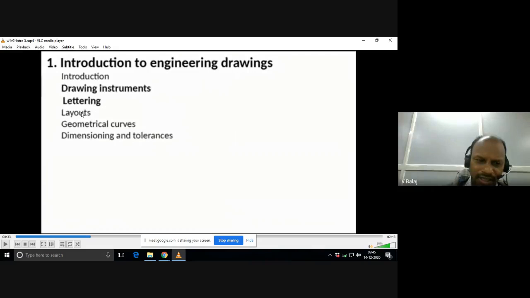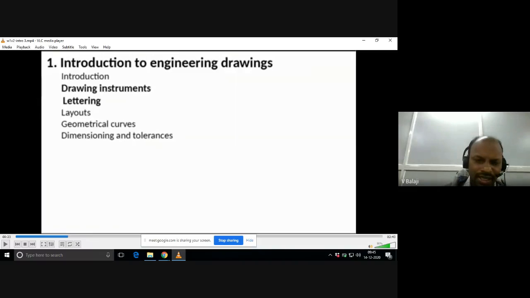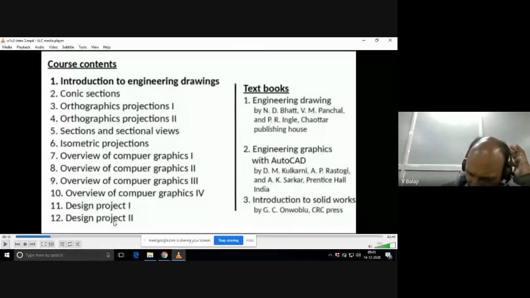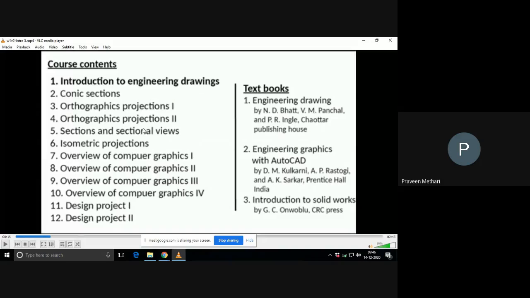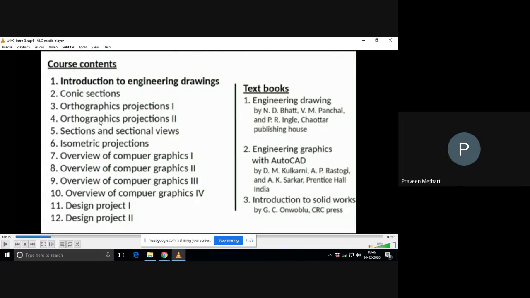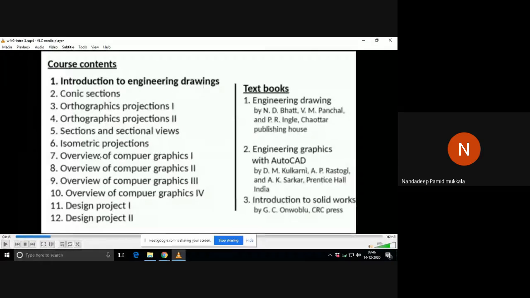And lettering. Sir, can you show the units again, sir? It's not like units. Somebody, please mute yourself. Some disturbance is coming. These are the modules, but don't worry, our unit system is different.